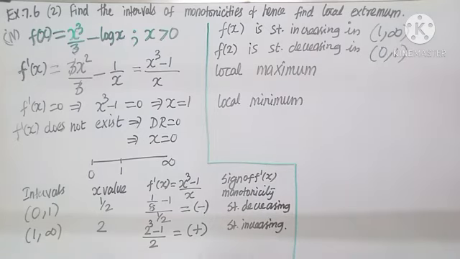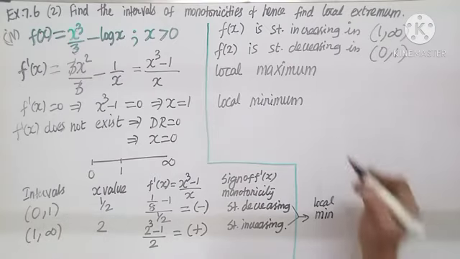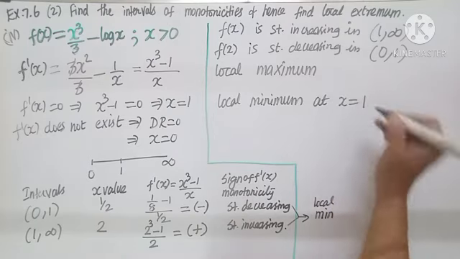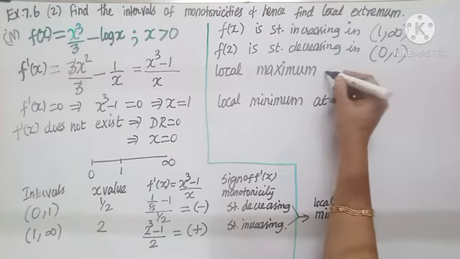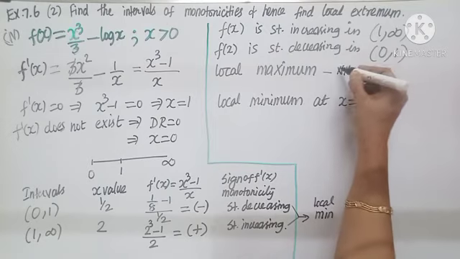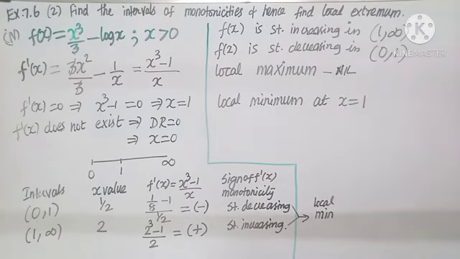How to find out the local maximum and minimum? Check this. Decreasing to increasing tells me it is minimum. So we get local minimum at the common point of 0 to 1 and 1 to infinity. The common point is 1. So we will say local minimum at x is equal to 1. There is no other interval to check for maximum. So we will say local maximum nil. We do not have local maximum. Only local minimum is there.